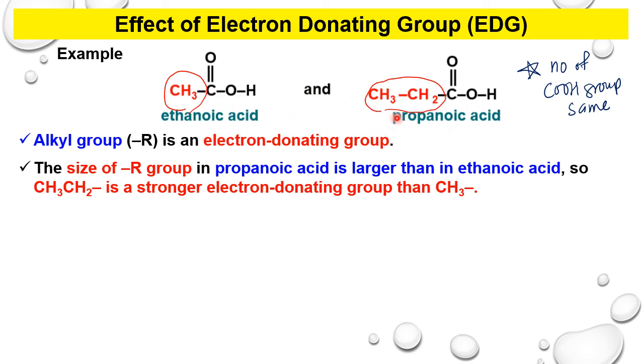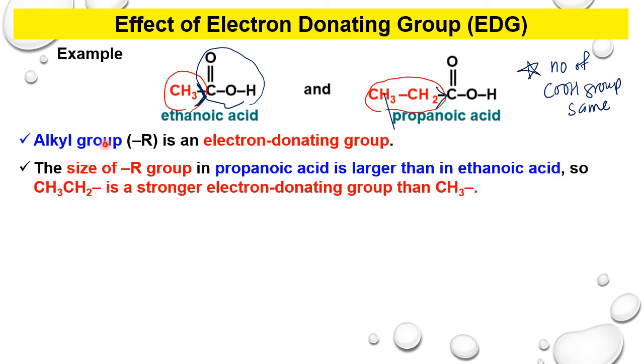Jadi maksudnya dekat sini kan tadi kita mention tentang inductive effect kan. Okay, so kalau inductive effect dekat sini, bila ada electron donating group, okay, electron density inductive effect dia akan berlaku. Electron density daripada alkyl akan dimasukkan ke dalam carboxyl. Okay, kat sini lah. Jadi, bila lagi besar alkyl group, lagi banyak electron density yang dia boleh pump, yang dia boleh gerakkan ke arah carboxyl group. Okay, so that's why the size of alkyl group in propanoic acid is larger than in ethanoic acid.